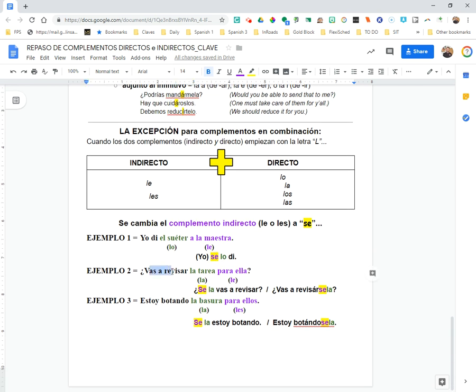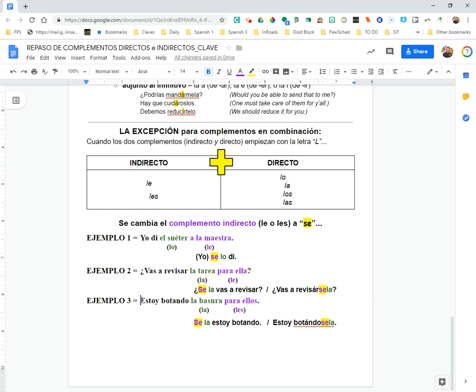Are you going to check over the homework for her? This le is going to change to se. Se la vas a revisar. Are you going to revise it for her? And then you could also attach them. Vas a revisársela. Are you going to revise it for her?